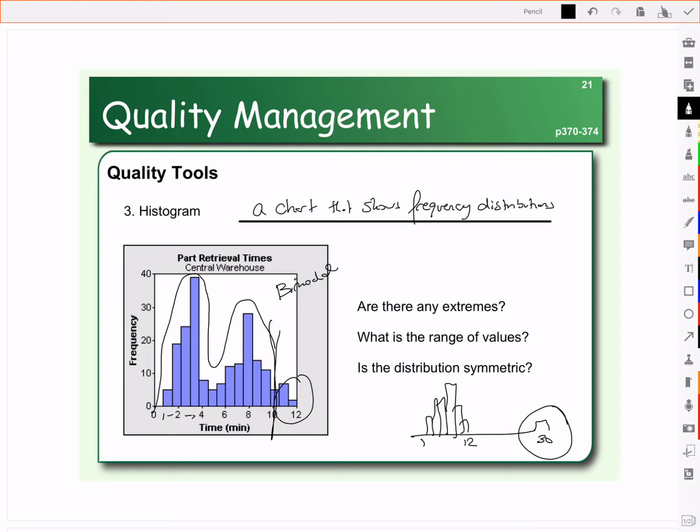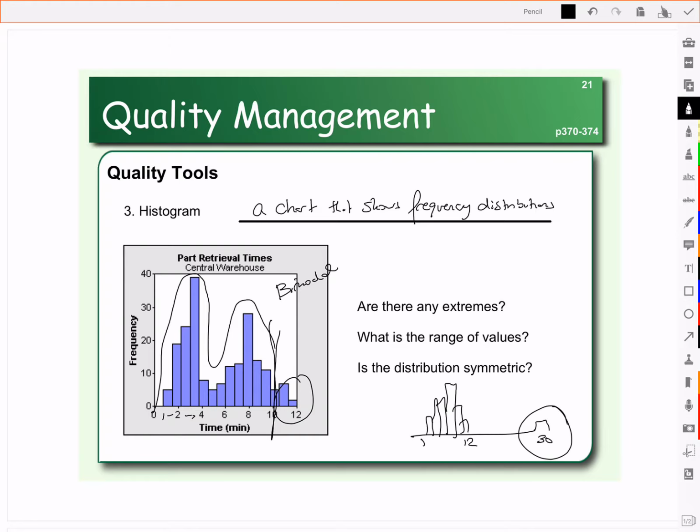This leads to questions, right? Who are these different groups? Well, maybe when we dig deeper, we find that the morning crew, when they go to retrieve items from the warehouse, it only takes 1 to 5 minutes. The afternoon crew, it takes them 5 to 12 minutes. So what's the difference between the morning crew and the afternoon crew? Maybe the afternoon crew is a little bit more sluggish after lunch, or maybe there's different types of orders coming in the afternoon versus the morning.